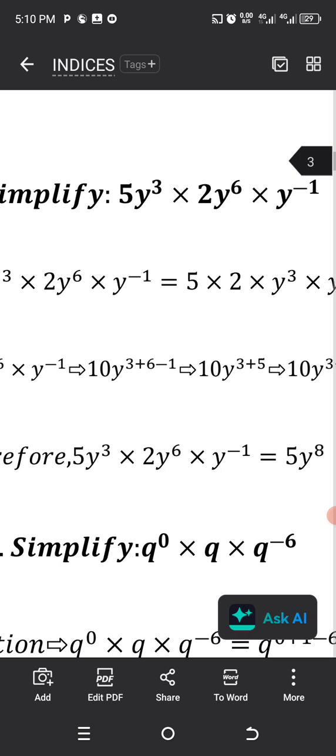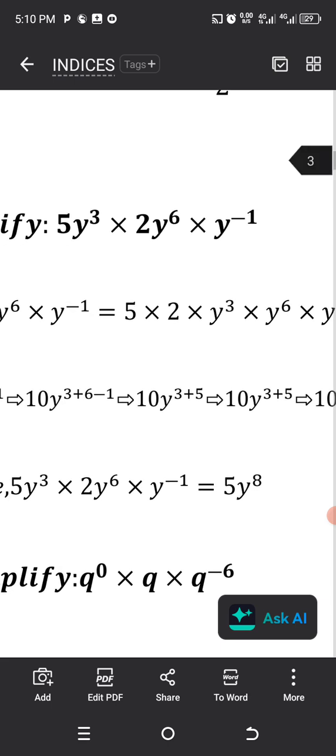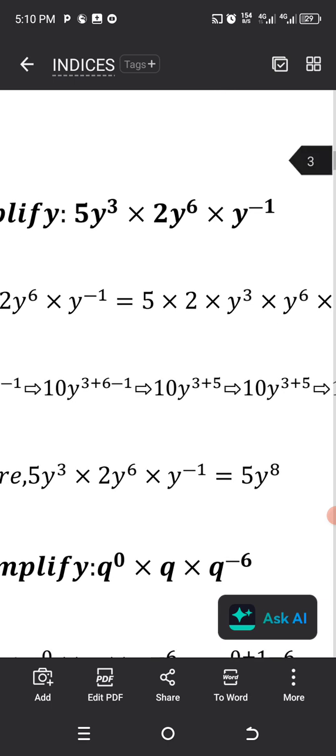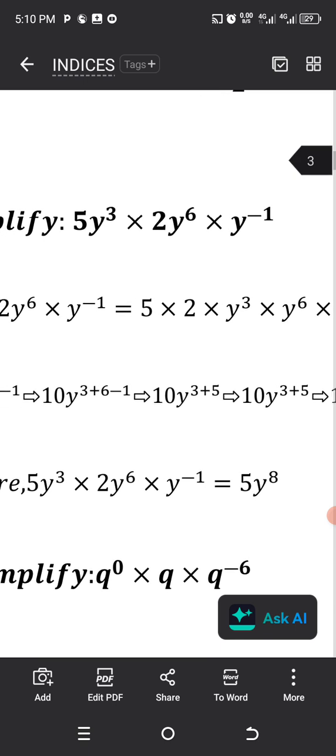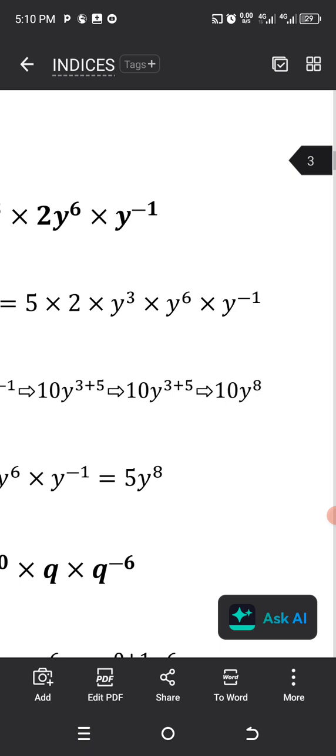multiplied by y. Once you are seeing multiplication in between, definitely you are going to add all the indices. So that is why you are having 3 plus 6 minus 1. And 3 plus 6 minus 1 is 8. So that is why you are saying 10y raised to power 3 plus 6 minus 1. And eventually here we are having what?